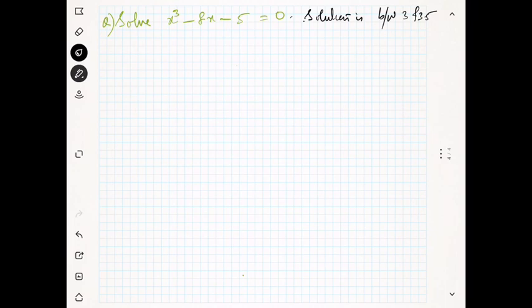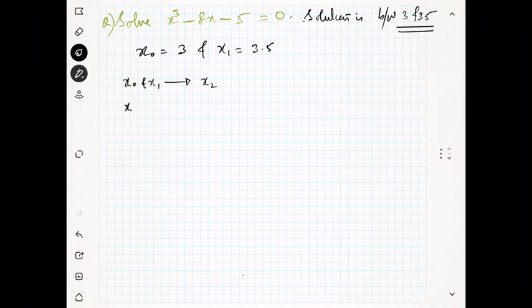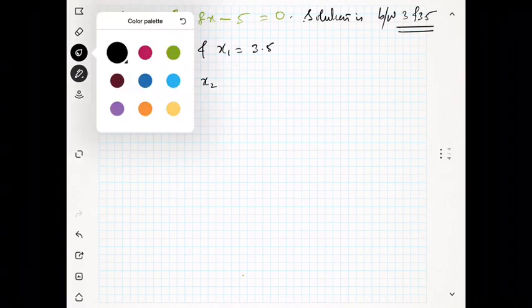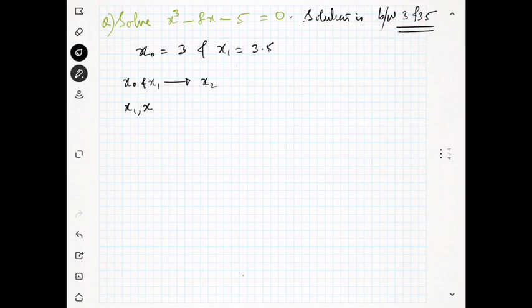Okay, now we will see, let us assume that the initial approximations are 3 and 3.5. That means x0 is 3 and x1 is equal to 3.5. Now when you know x0 and x1, you will find x2. Then after finding x2, you will use x1 and x2 to find x3. Then you will use x2 and x3 to obtain x4. Okay, so this is the procedure.